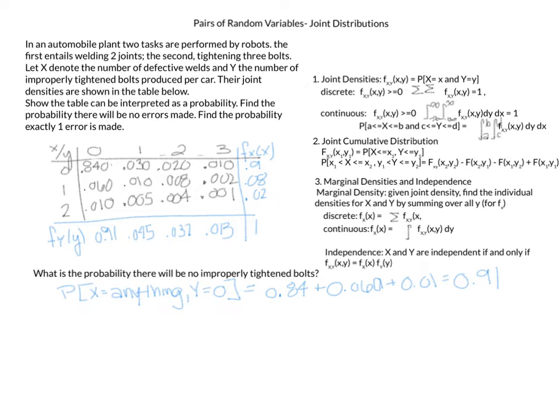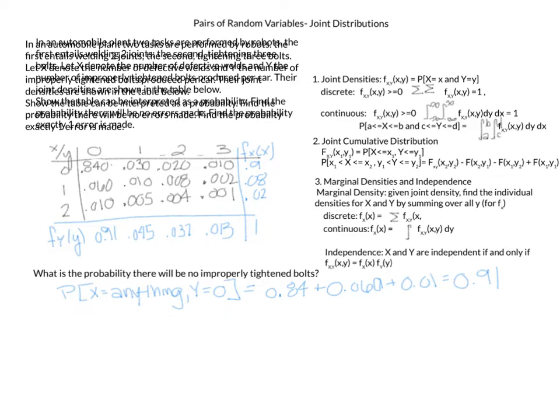And then also just to double check, when I looked at all the possible values of x, which is 0, 1, and 2, when I add them up, it's equal to 1. When I look at all possible values of y, which is 0, 1, 2, and 3, the probabilities also sum to 1.